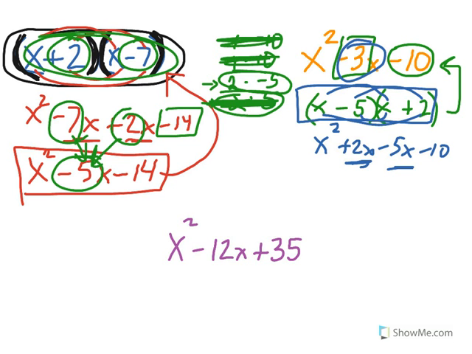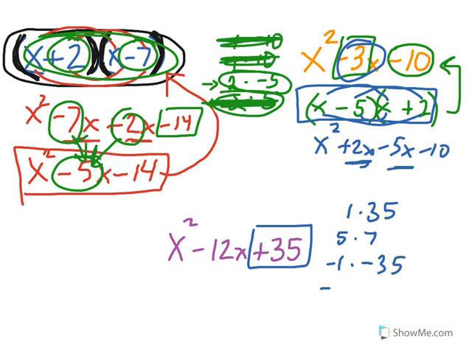Okay, now let's try it one more time with this purple example down here. Notice I have a negative and a positive there. And that just means you have to change your interpretation a little bit. Let's think about positive 35. What are all the ways to get positive 35? Well, 1 times 35 and 5 times 7. But don't forget, positives could come from a negative times a negative. So I could have negative 1 times negative 35 or negative 5 times negative 7.